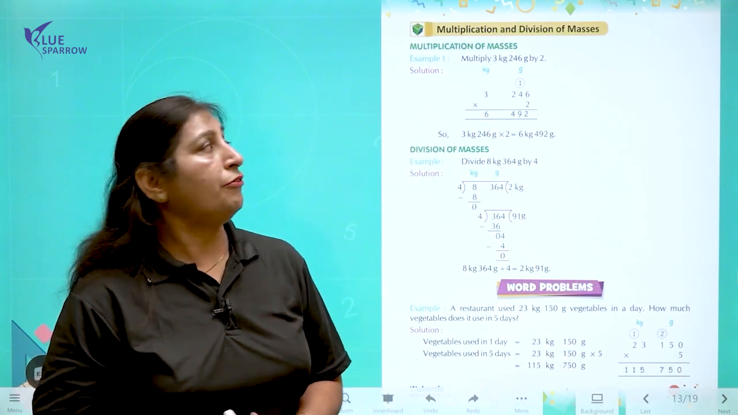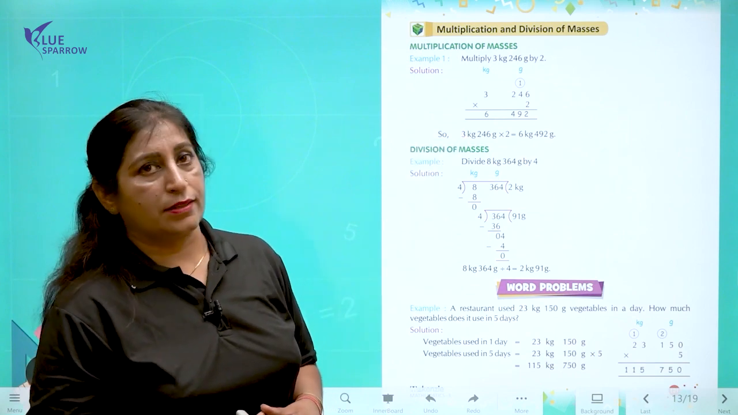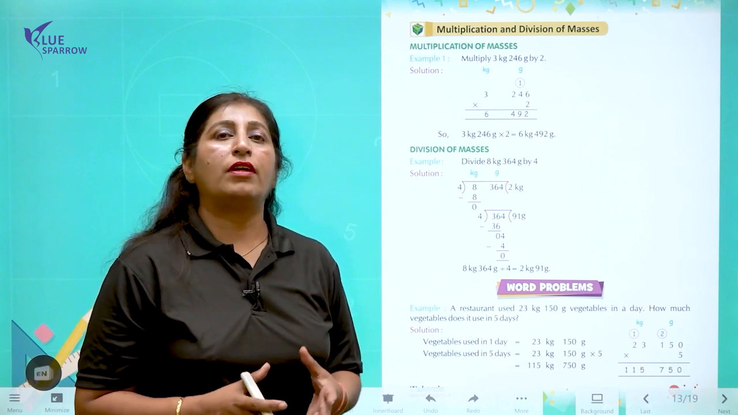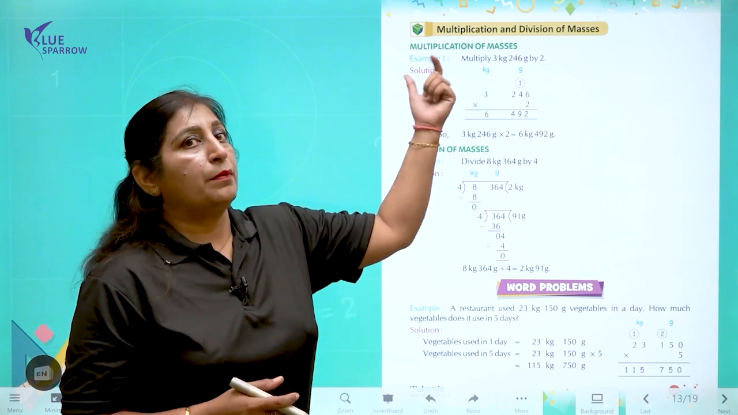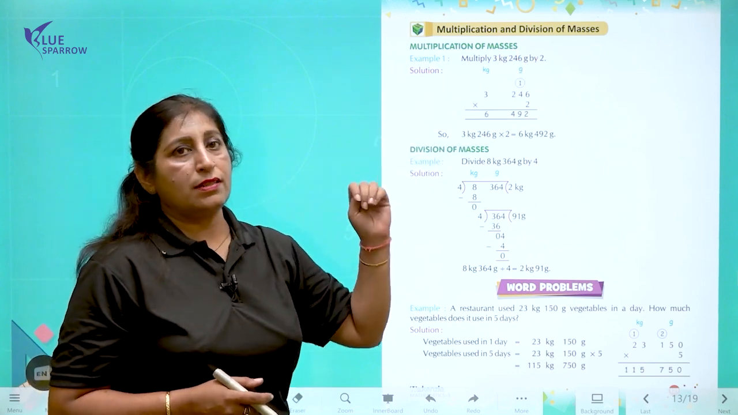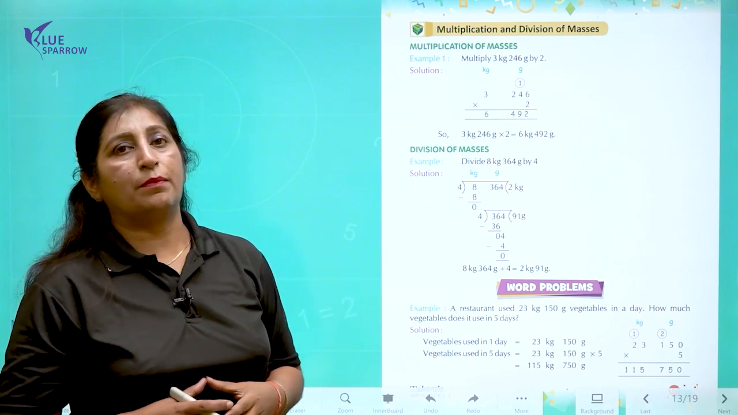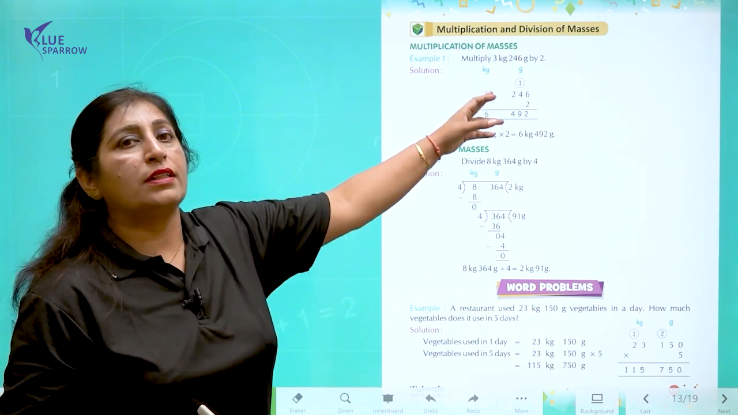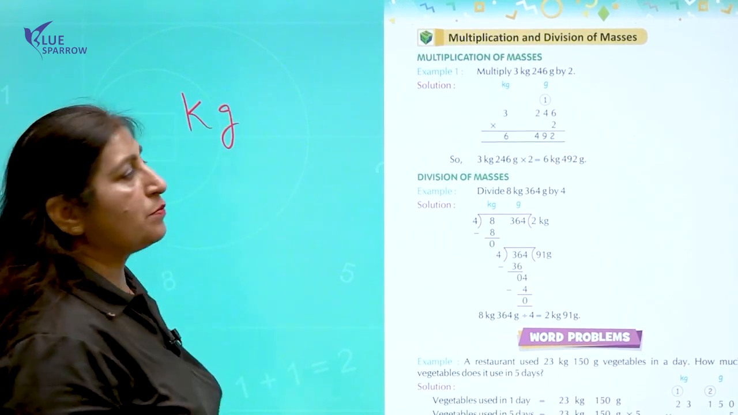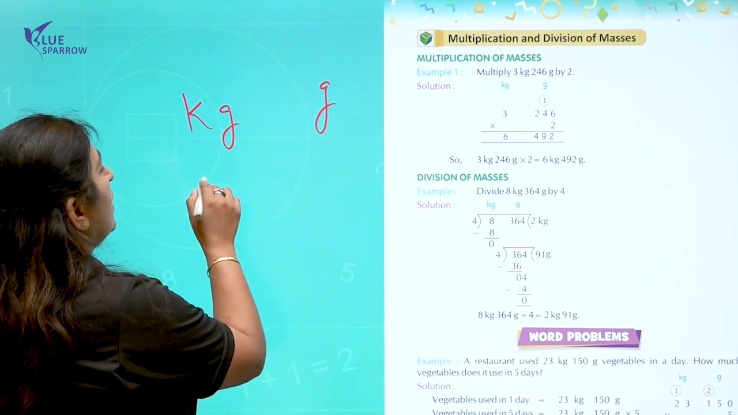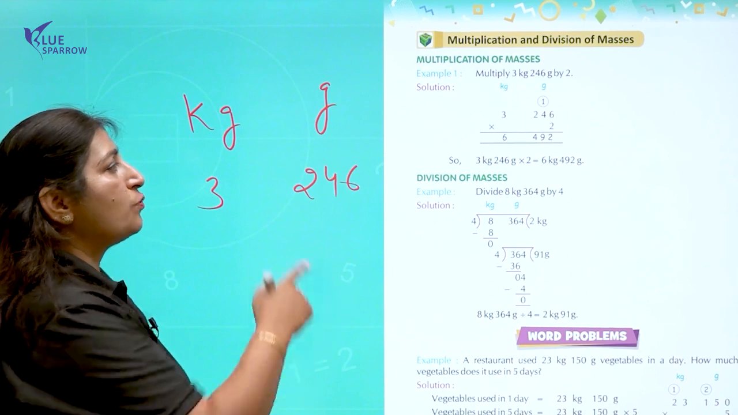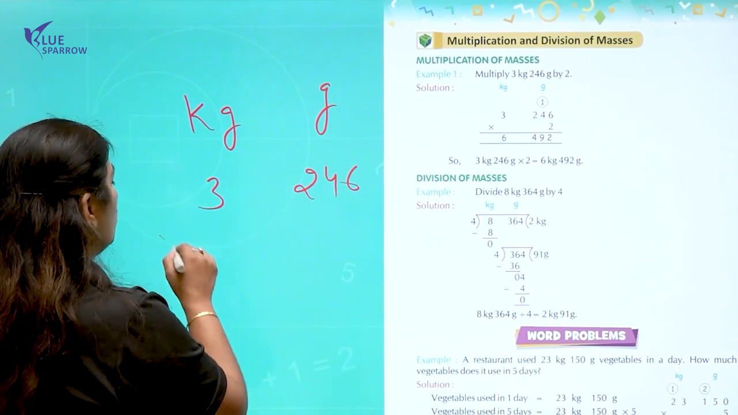Now we come to the section of multiplication and division of masses. As we perform the multiplication and division of lengths, similarly following the same methods, we can multiply and divide the masses also. Firstly, we multiply the masses. In example number 1, you are asked to multiply 3 kilogram 246 gram by 2. Again, we would write two columns, kilogram and gram. Kilograms are 3 given here and 246 grams are given here. We are asked to multiply this mass by 2.